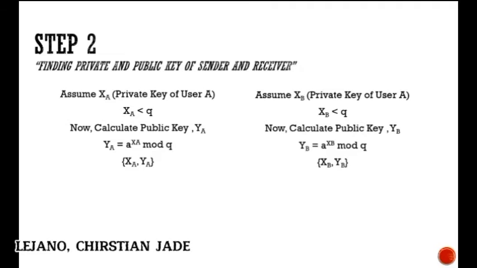Similarly, we also follow this step for user B. For user B, we again have to assume a private key, and the private key also has to be less than q.